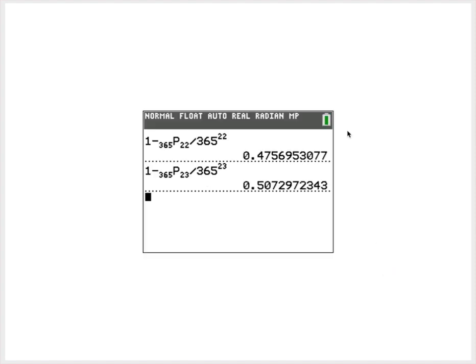Now this slide shows the calculations done on the TI-84 using that formula. I plugged in 22 for n in this case, and then 23 here. And you can see we get the same values for these probabilities, 0.4757 and 0.5073.